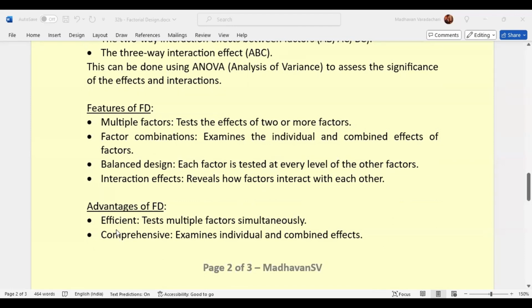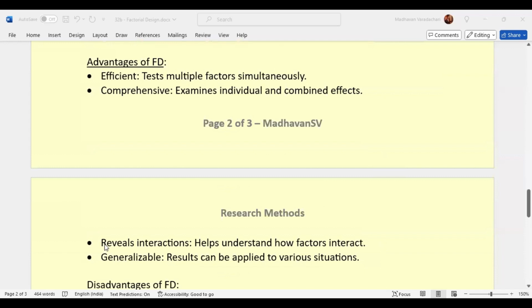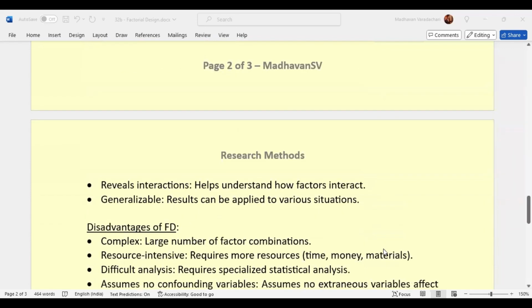Advantages of this design: it is efficient because it tests multiple factors simultaneously. It is comprehensive because it examines individual and combined effects. It reveals interactions because it helps us to understand how factors interact. It is generalizable because results can be applied to various situations.